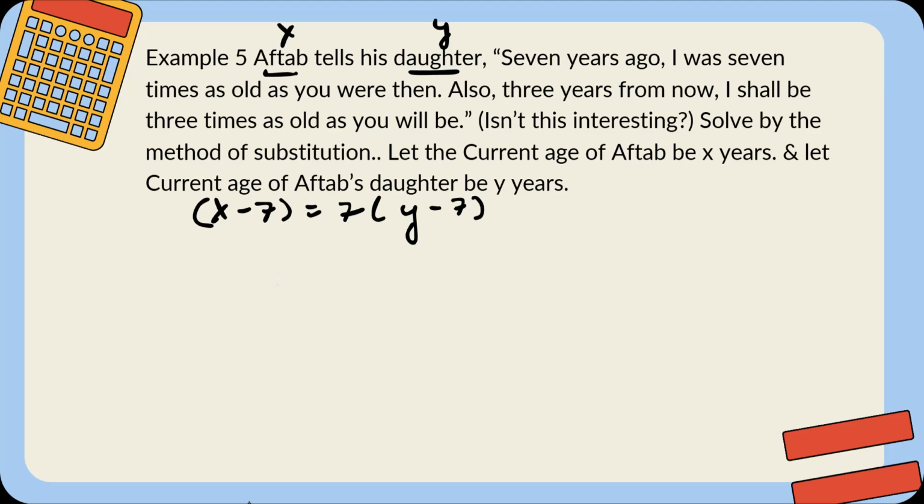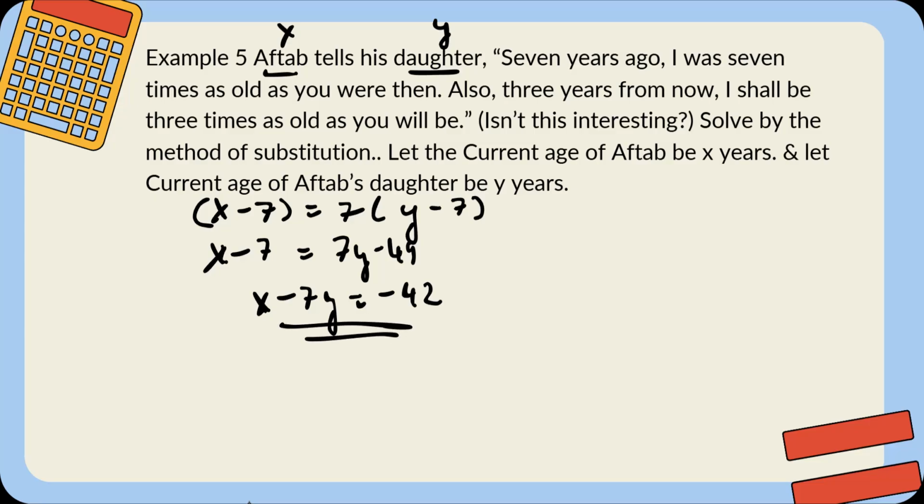So we have x minus 7 is equal to 7 into y minus 7, which is 7y minus 49, right? So it will become x minus 7y is equal to minus 49, and 7 will go to the other side, so minus 49 plus 7 will become minus 42. So x minus 7y is equal to minus 42 is the first equation.